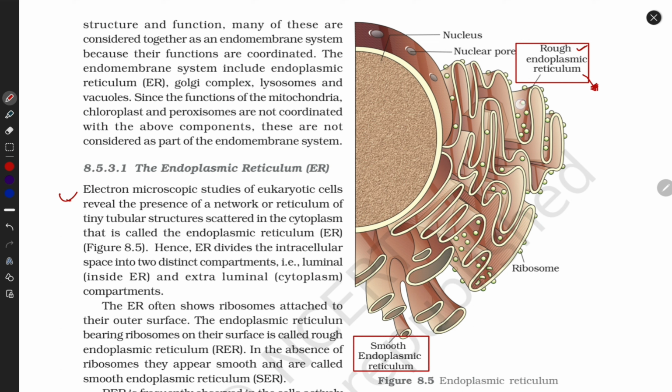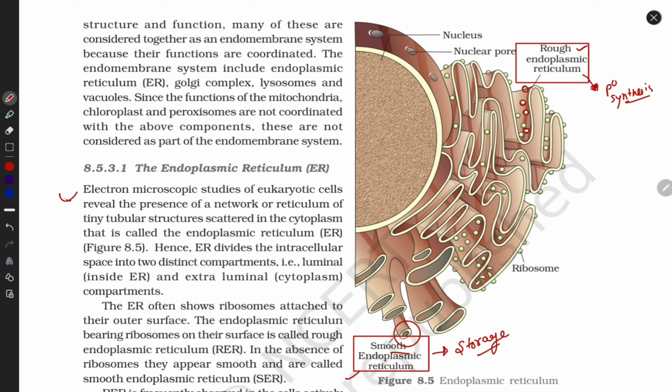Because this ER contains ribosomes, and we already discussed ribosomes. What is the function of ribosome? They perform photosynthesis. And some ER are smooth ER. Why do we call it smooth ER? Because it does not contain any kind of ribosome. So they perform their function as a storage house.